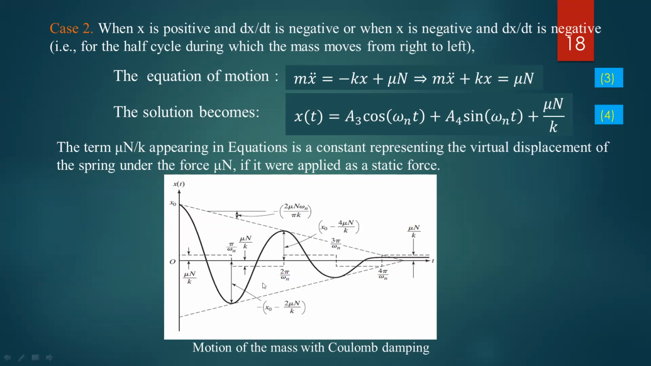Okay, sorry for the disturbance. Anyways, the term mu N over k, which is appearing in the equation, is constant. Mu N over k, this is a constant term.